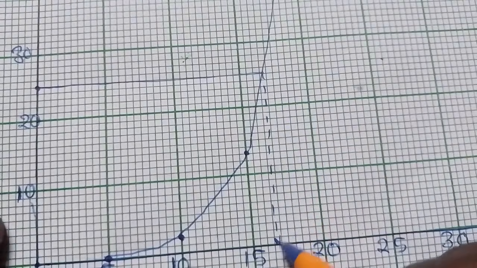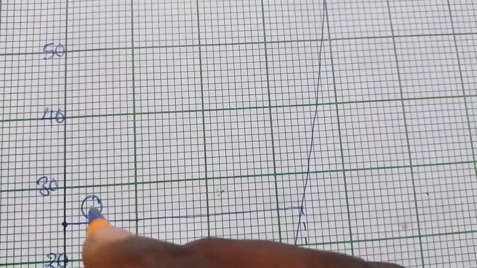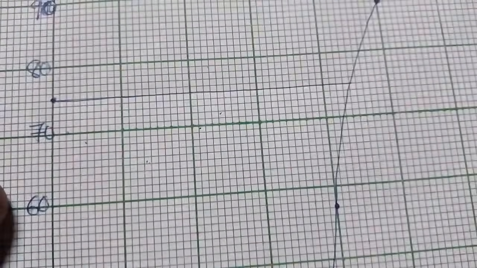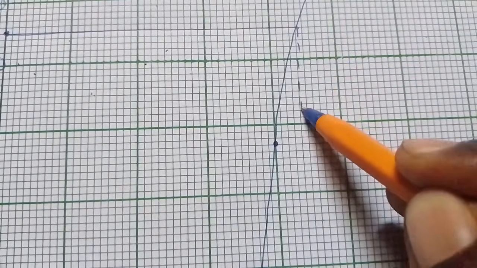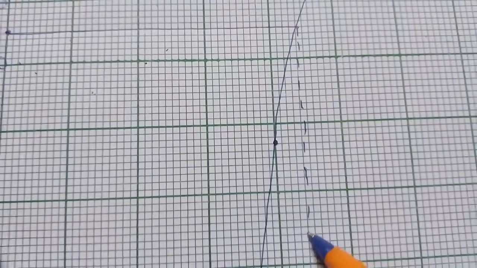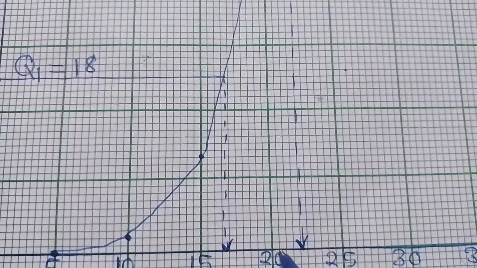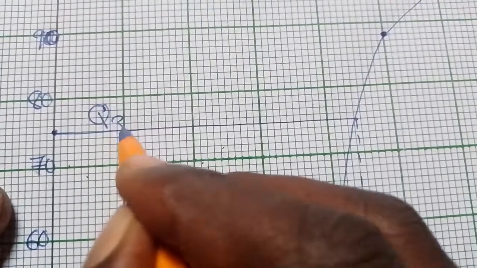So this is 16, 17, 18. It is 18. So you say Q1 is 18. Then you go to Q3. It was cutting there. A straight line, use your ruler nicely. I'm just giving you how to go about it. So it will hit somewhere there. This is 21, 22, 23, 24. You can get 24 here. So Q3 is equal to 24.